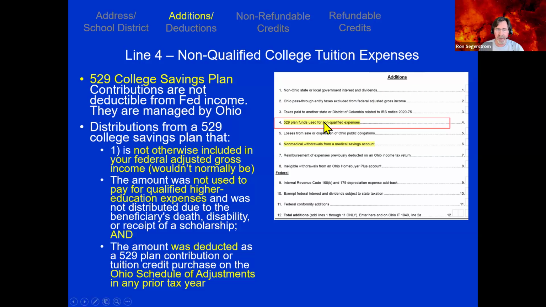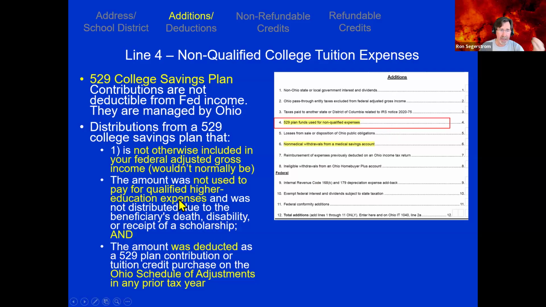Okay, so now we're going to move on to additions. We're not going to see these ever. These are just two potential additions that you may encounter just because of our clientele, what they do, their income level, that kind of thing. The Section 529 college savings plan addition. These are savings plans managed by the state of Ohio. And if for some reason they had taken money out of a college savings plan and not used it to pay for qualified higher education expenses, they've got to add that back to their income to get taxed. And they would enter it right here.